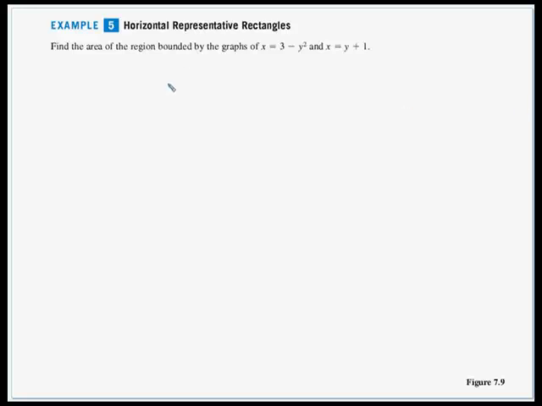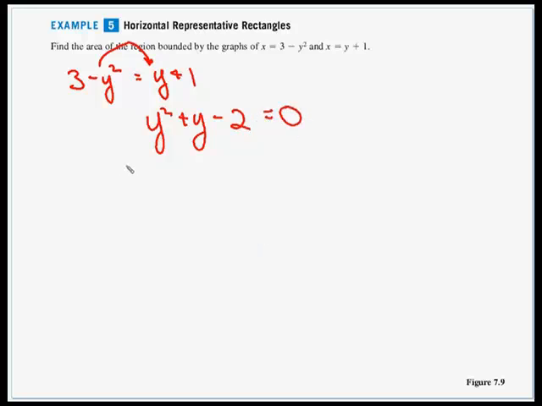So our first order of business is to find the intersection points, and we set them equal. 3 minus y squared is equal to y plus 1. And let's get everything, well, since this y squared is negative over here, let's move everything to the other side. Negative y squared jumps over and becomes positive y squared. We already have a plus y over there, and then we subtract 3 from both sides to get a minus 2. And this is all equal to 0.